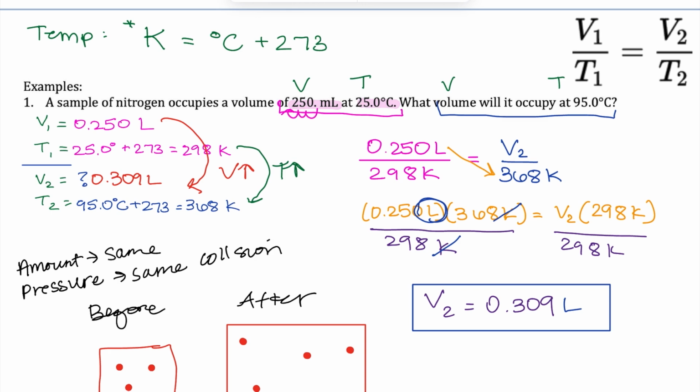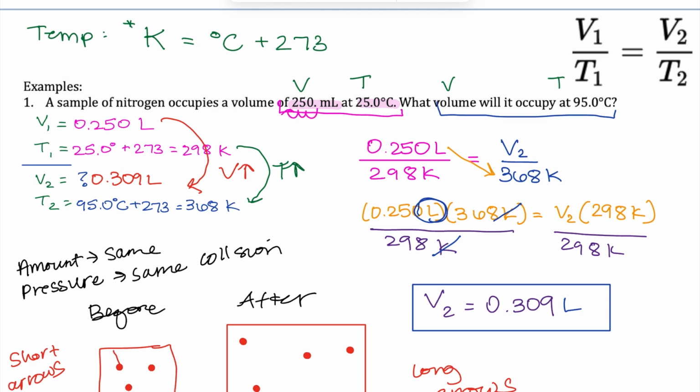Our pressure is the same, which means we need the same number of collisions. So however many collisions I have before, I need after. But my temperature also went up, meaning we are going to have our short arrows before, and then our arrows are going to need to get longer in our after. And that's going to be what helps us maintain those same collisions.